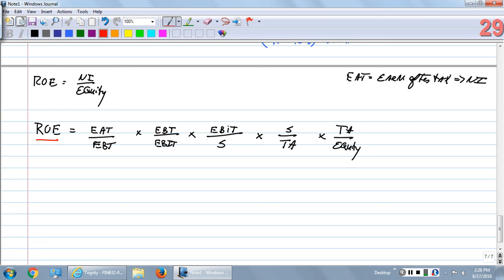I want you to look at this first term right here. The only difference between the numerator and the denominator is what? Earnings after taxes, and earnings before taxes? And the answer is taxes. So this is referred to as the tax burden. Let's look at the next one. Number 2, what's the only difference between the numerator and the denominator? And the answer is interest. This is called the interest burden.